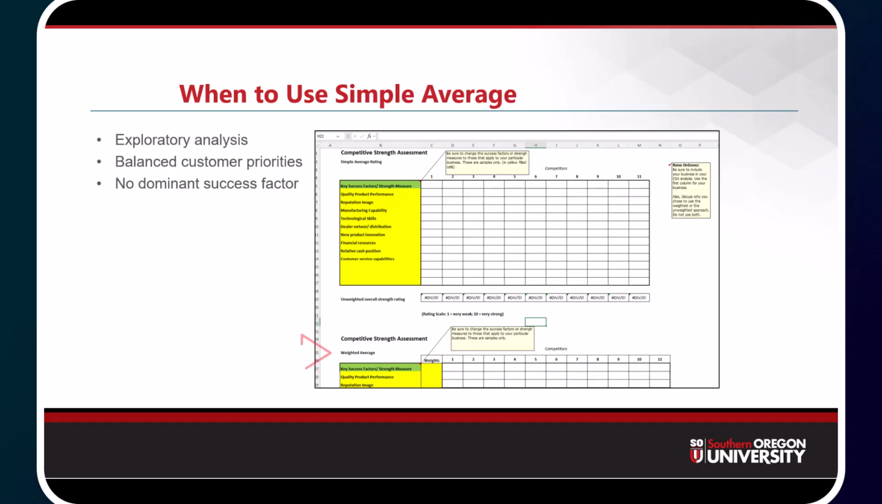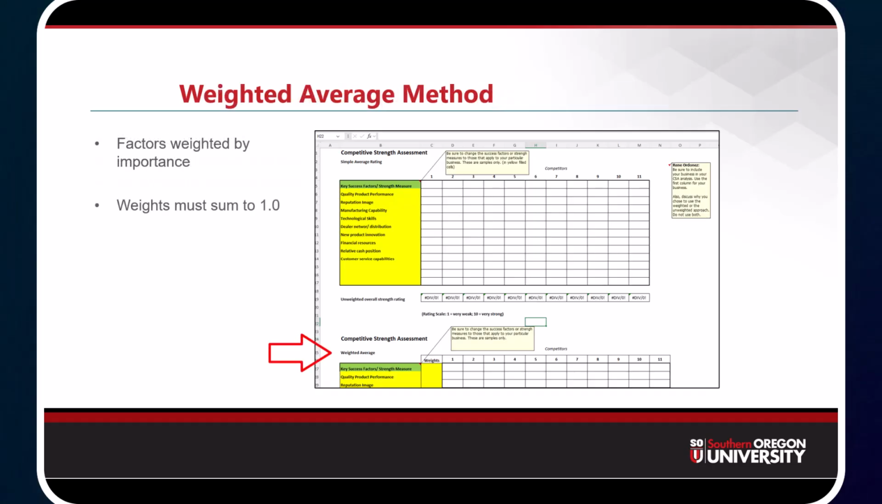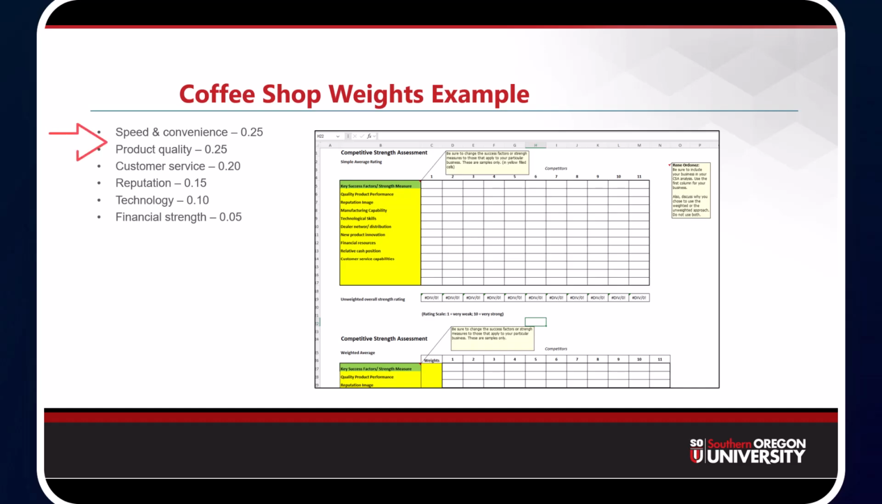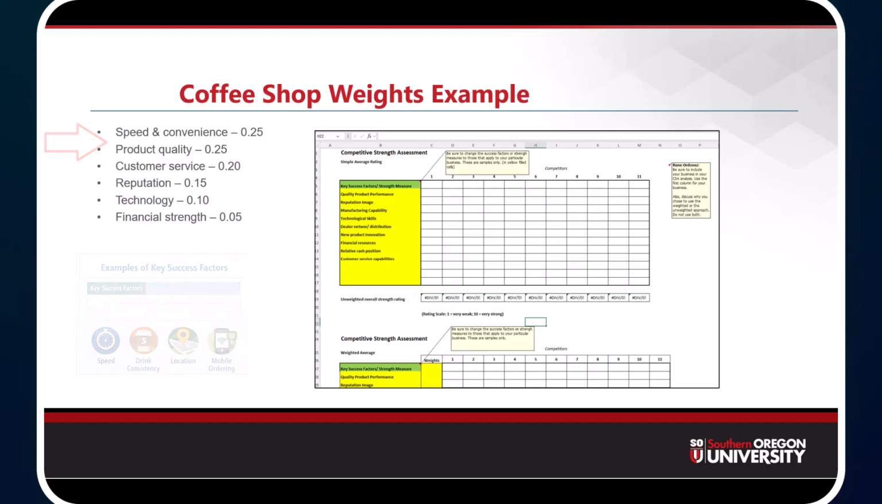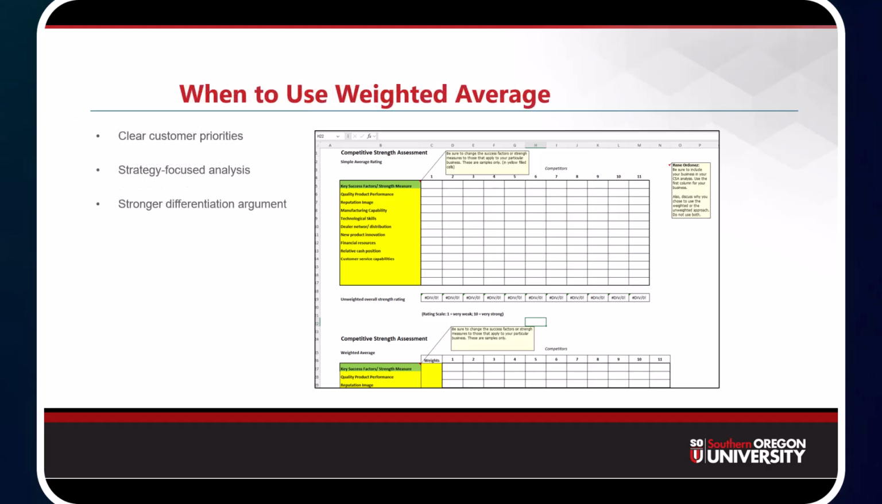The weighted average method recognizes that not all factors matter equally. You assign weights based on customer importance, and the weights must add up to 1.0. In a drive-thru coffee business, speed and consistency often matter more than financial resources. That's why those factors receive higher weights. Use the weighted method when some factors clearly matter more than others. This approach usually produces stronger strategic insight as long as your weights are justified.